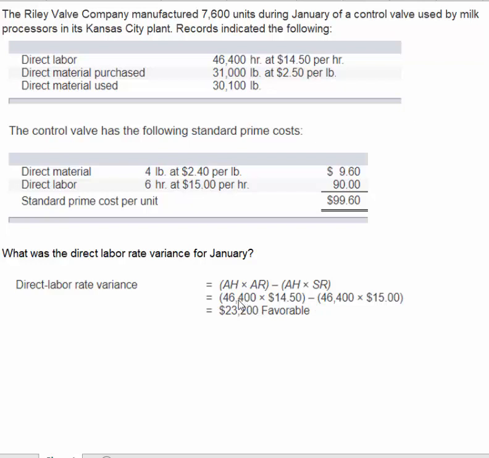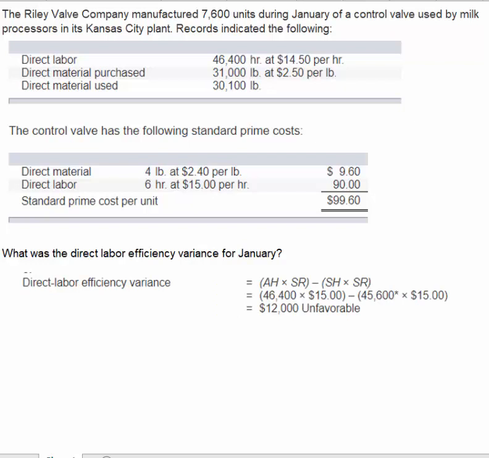So the actual hours were 46,400, and the difference between the actual rate and the standard rate is the difference between $14.50, which we actually incurred, and $15, which was called for in the standard. So in this case, the variance is favorable because the actual labor rate was lower than what was called for in the standard.